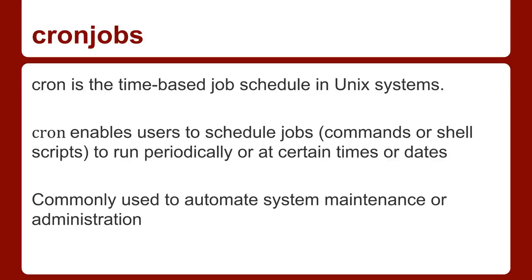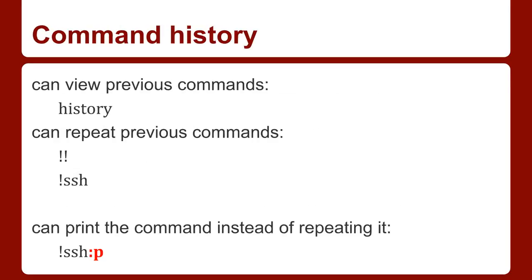So, cron jobs are time-based jobs in Linux that enable a user to schedule a job at any time, whether it's to run some sort of command or to run some sort of script. And they're commonly used to automate system maintenance or administration, but they obviously can be abused. And so if you are dealing with an attacker and you find a system might be compromised, it might be helpful to go through the previous commands that have been run if they haven't cleared the history.